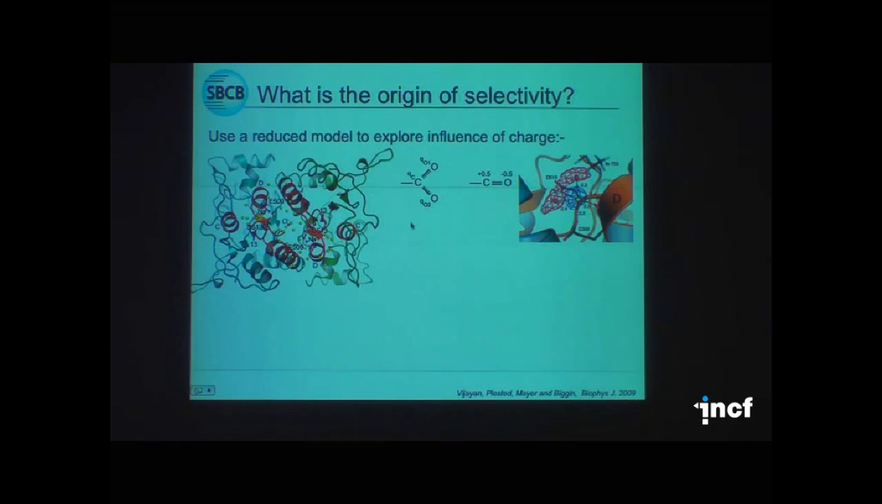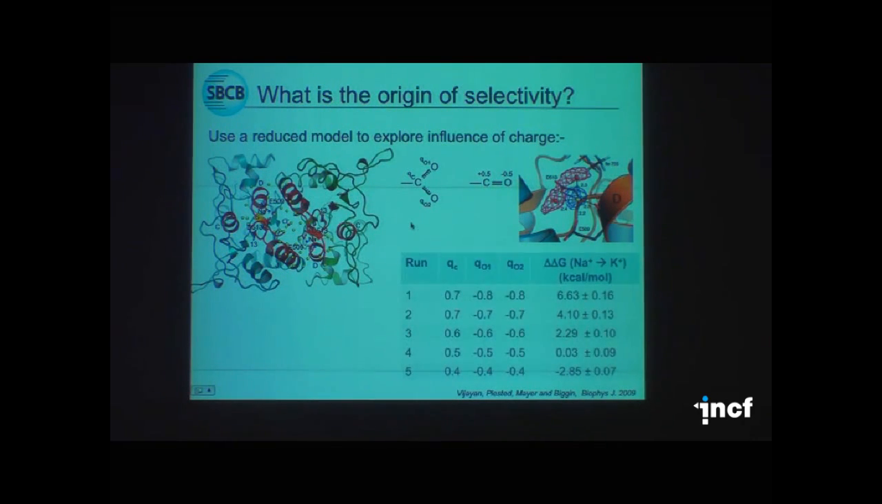And we can do that by playing around with the charge on the carboxylate group of one of the aspartic acids that's coordinating the ion in the binding site. If you just do the free energy calculations to transmute it from a sodium to potassium, and you gradually change the charge contribution on this carboxylic acid down to something that looks more like a carbonyl charge distribution, then when you get to that point, this site becomes non-selective.